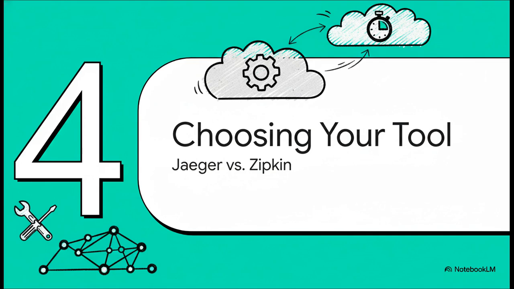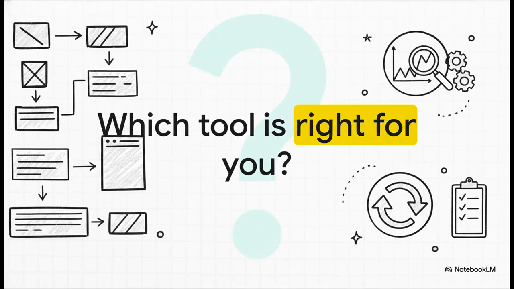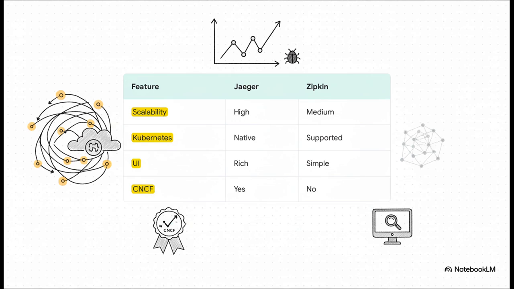For a long time, the 2 biggest open source names in this space have been Jaeger and Zipkin. So the natural question is, which one should you pick? Let's do a really quick comparison to help you figure that out. This table kind of lays it all out.